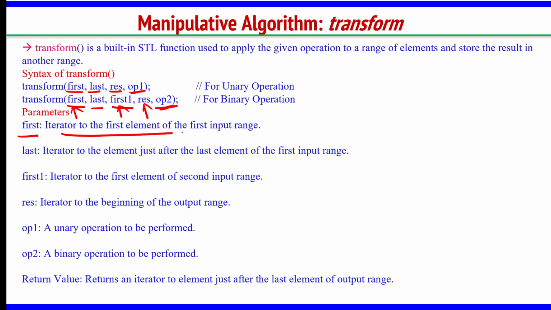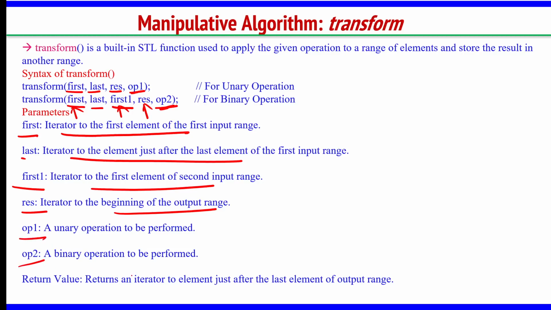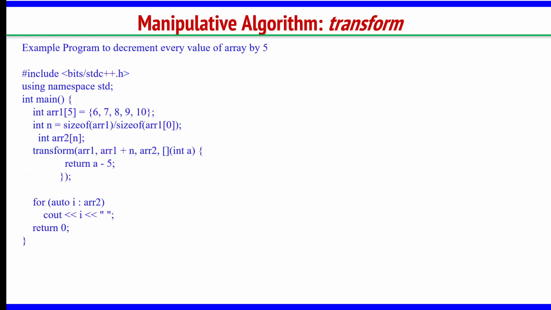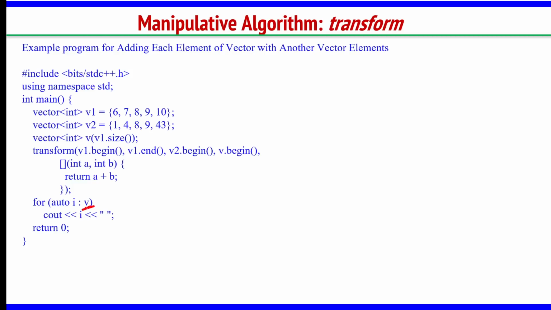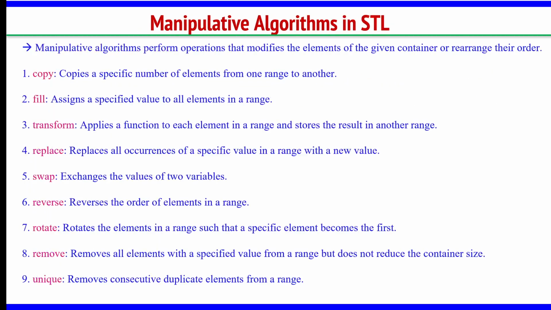First indicates the iterator of the first element, last till the end of the elements, first one the beginning of the second vector, result where I want to store the output, op1, op2 are the operations. What does this return? It returns an iterator to the element just after the last element of the output range. So after performing it gives the result. In this case V will contain the summation of these two. So this is about the transform algorithm we have in STL. Till now we have studied copy, fill and transform, right.